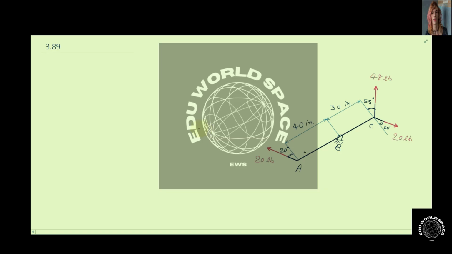Problem 3.89. In this problem, there are three forces acting on the system, and we have to replace these three forces by a single equivalent force couple system at point B.